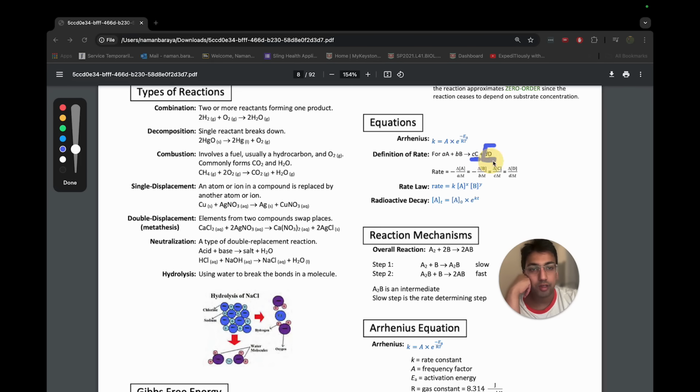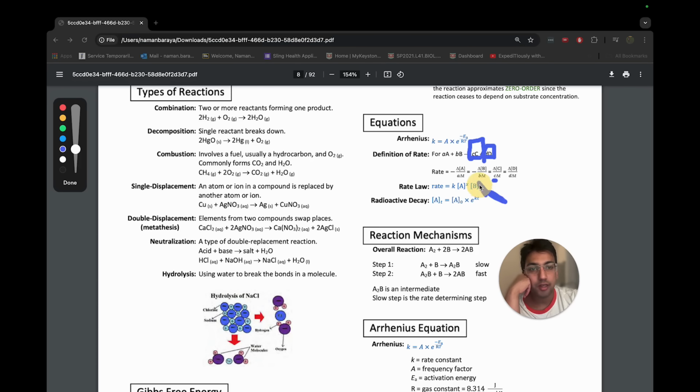Now you have to take into the fact that there's these coefficients as well. So you have to divide it by the coefficients. Because let's say here it's 5C plus 1D. Then we're supposed to make 5 times more of C as compared to D. And so that's why we divide by these coefficients.